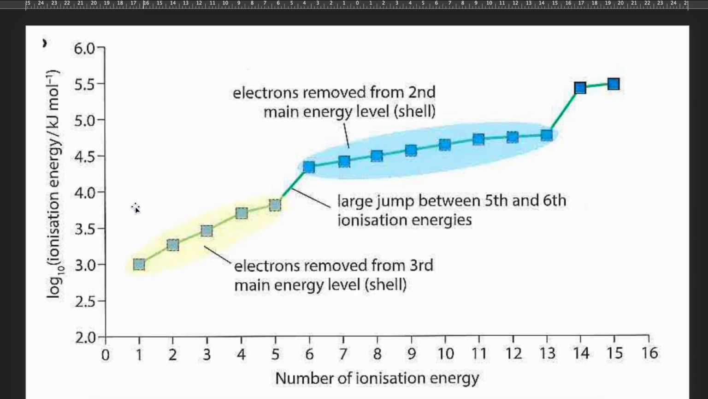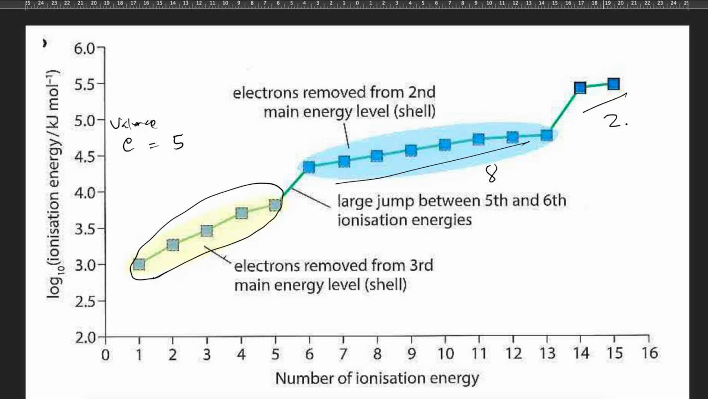And then this one, okay, so this one, it got the first 5. So the valence electron is 5, and then this one is 8, this one is 2. Period 3, group 15, number of electrons is 15. Okay, so what element is that?